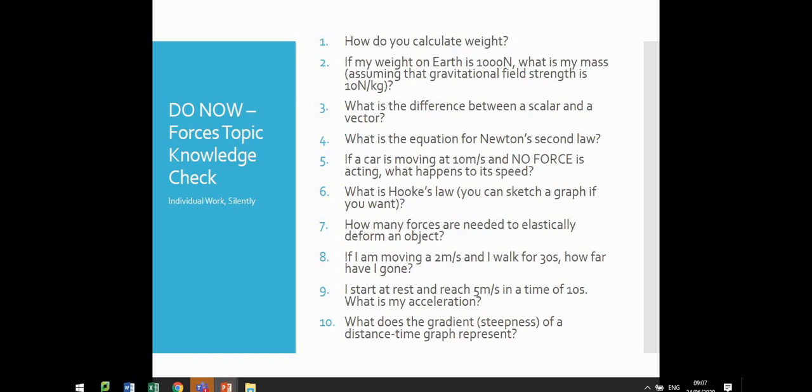If I'm moving at 2 meters per second, I walk for 30 seconds, how far have I gone? Distance is speed times time, so 2 times 30, 60 meters. I start at rest and reach 5 meters per second in a time of 10 seconds. What's my acceleration? So I start at 0, I go to 5, so the change in speed is 5 meters per second. Acceleration is change in speed divided by time. 5 divided by 10. 0.5. 10. What does the gradient of a distance time graph represent? So, unlike the question we did in the past paper questions, the gradient of a distance time graph is the velocity of the object.